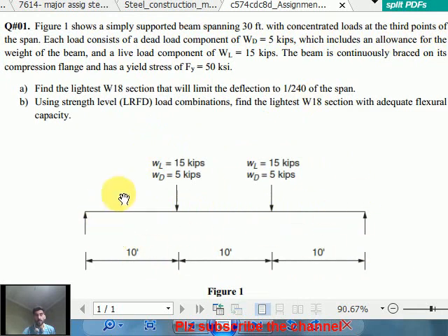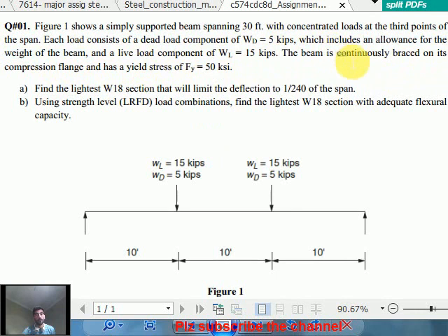Each load consists of a dead load component of WT, which includes an allowance for the weight of the beam. This means that you have to include basically the self weight. Self weight excluded means that the self weight is not included in this weight. When a live load is this much, the beam is continuously braced on its compression flange and has a yield stress. This is a good news for you people.